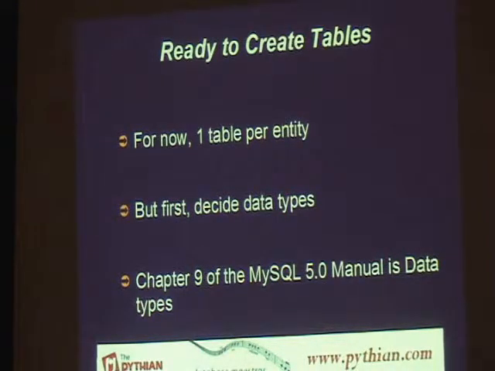So for now, I'm going to just say one table per entity. Now, I said before that you don't have to think that there's one entity per table kind of thing. But first, you have to talk about the data types. Chapter 9 of the MySQL 5.0 manual is data types. I'll bring that up now because if I was smart, I would have had that prepared. But I'm not, so I didn't.